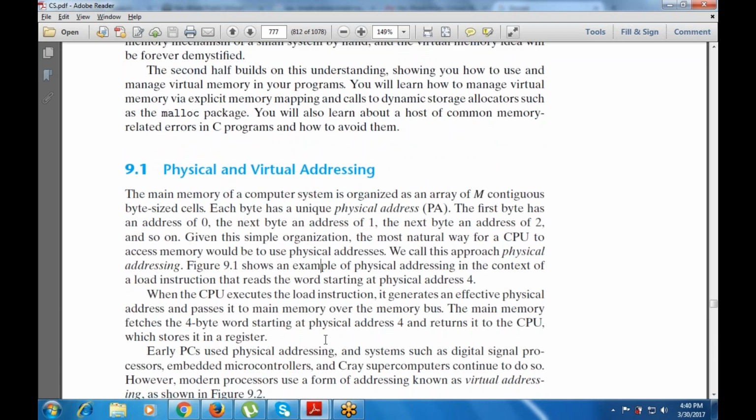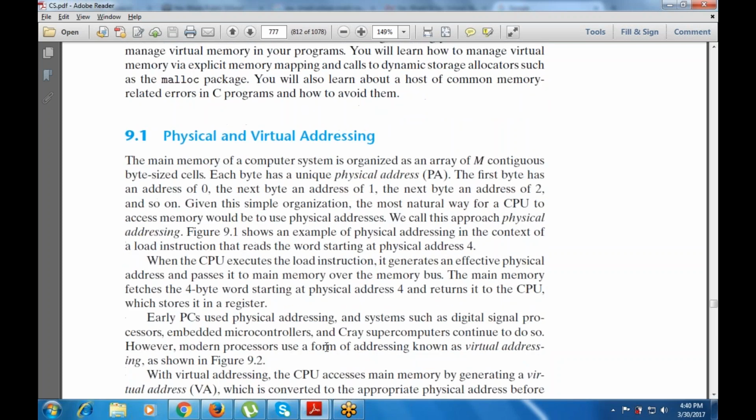When the CPU executes the load instruction, it generates an effective physical address and passes it to the main memory over the memory bus. The main memory fetches the 4-byte word starting at physical address 4 and returns it to the CPU, which stores it in a register. Early PCs also used physical addressing, as do systems such as digital signal processors, embedded microcontrollers, and Cray supercomputers that continue to do so.